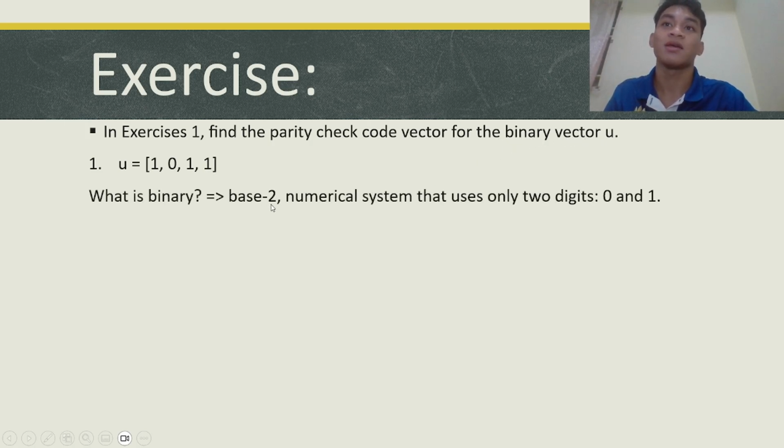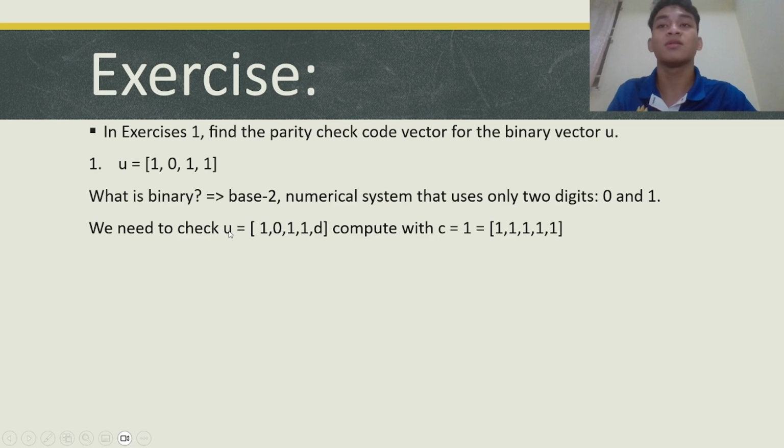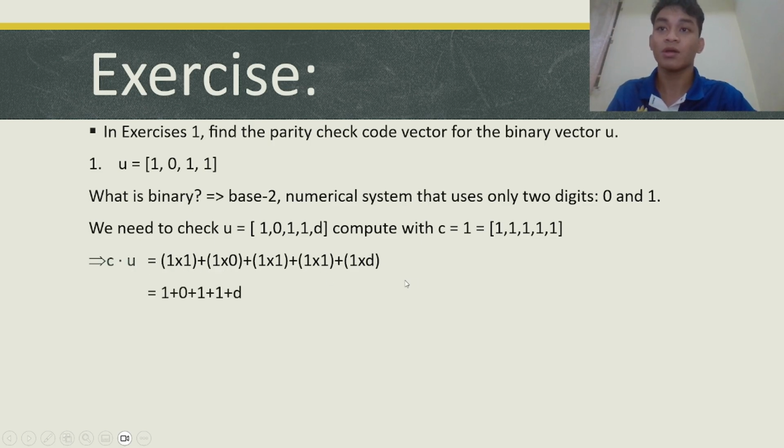What is binary? Binary is a number system that uses only two digits, 0 and 1. It cannot be 3 or 4 or something like that. It cannot be above 1. It is only 0 and 1. So the first thing is we need to assume C equal to 1, and we compute it together by this formula, C multiply U, and we get the result 3 plus D. And you notice that this definition contains only the digits 0 and 1, but here is 3.